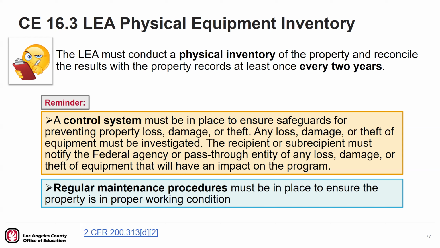These include that a control system must be in place to ensure those safeguards for preventing property loss, damage, or theft, and any loss, damage, or theft must be investigated. The recipient or subrecipient must also notify the federal agency of any of these items that have an impact on the program. And we saw this addressed in the equipment disposal form. Additionally, regular maintenance procedures must be in place to ensure the property is in proper working condition.